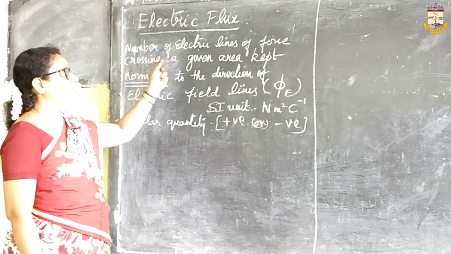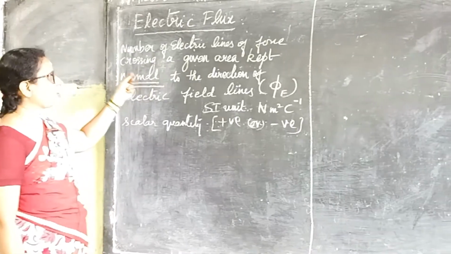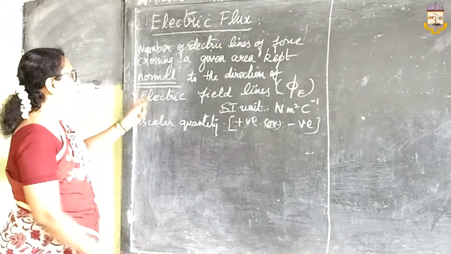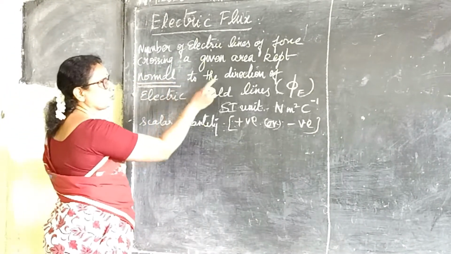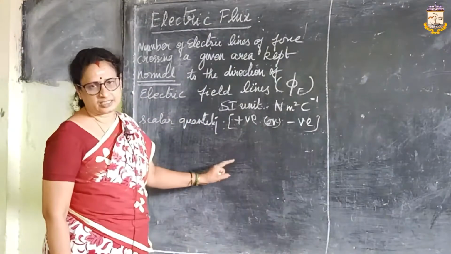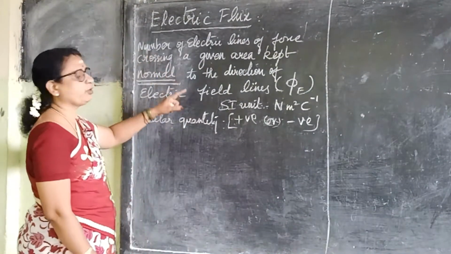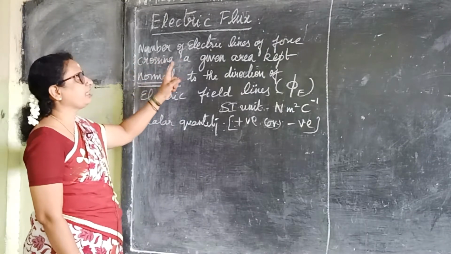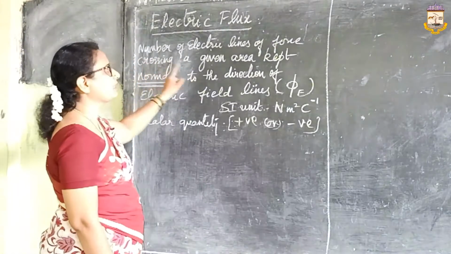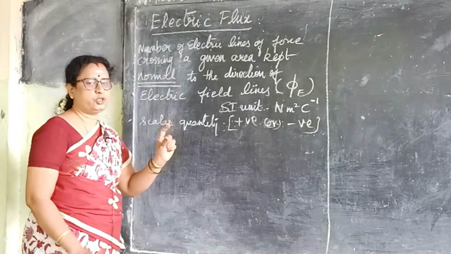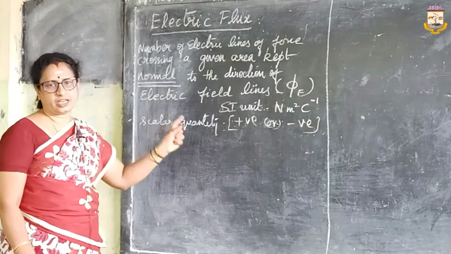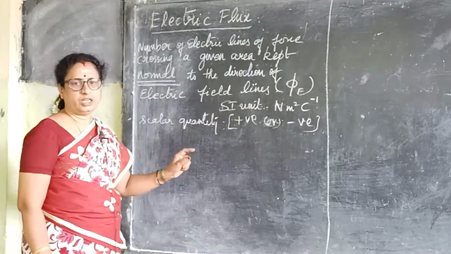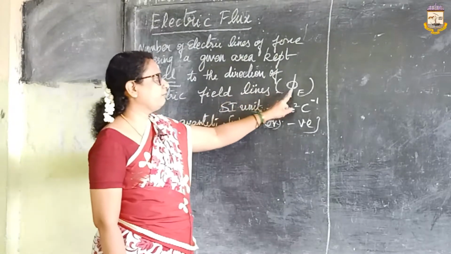It is the number of electric lines of force crossing a given area kept normal to the direction of electric field lines. Again, let me read it out again. Electric flux is defined as the number of electric lines of force crossing a given area kept normal to the direction of electric lines of force. And it is denoted by the Greek letter phi e.